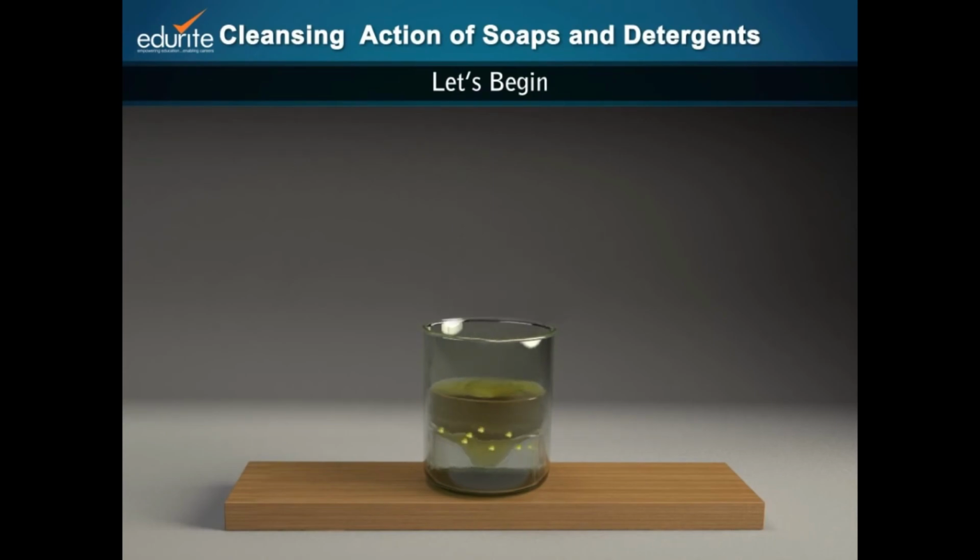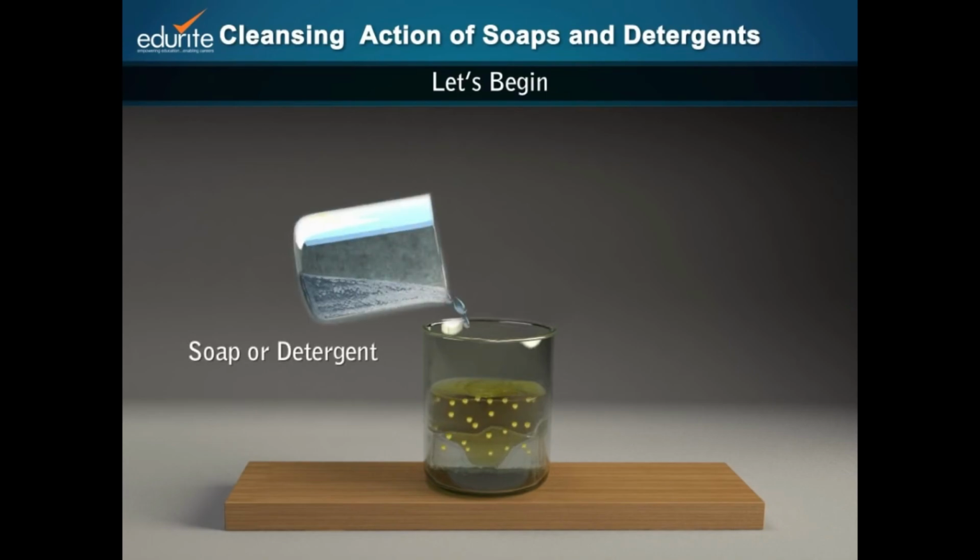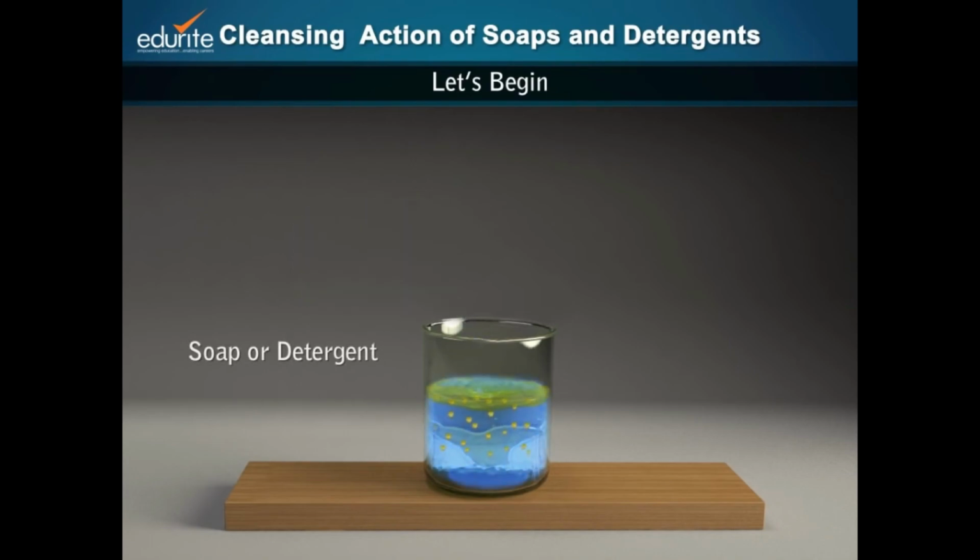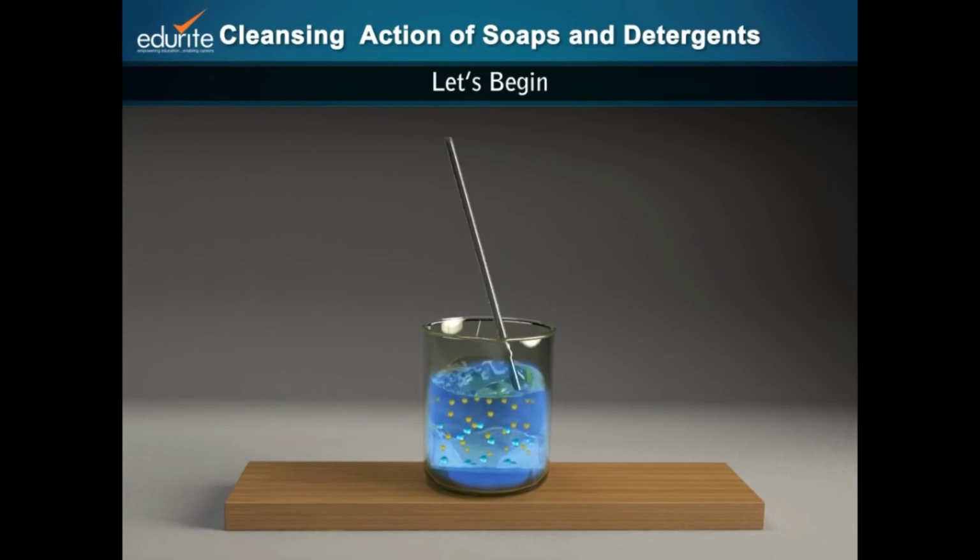What happens if this emulsion is allowed to settle down? The oil droplets slowly coalesce and form a separate layer, as we can infer that the oil and water emulsion is not a stable system. Let's add some soap or detergent to the mixture and see the magic. The addition of a little soap or detergent before agitating the mixture helps in the formation of a stable emulsion.